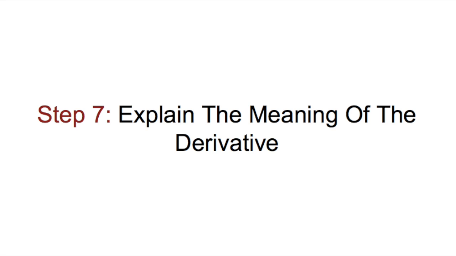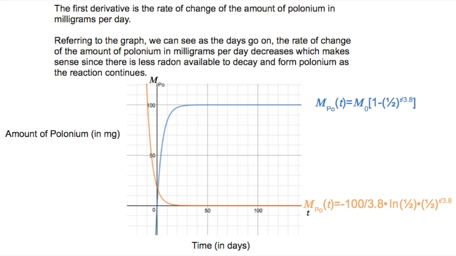Step 7. Explain the meaning of the derivative. As we note, the first derivative equation models the instantaneous rate of change, slope, at every point on the function. Therefore, in this situation, the first derivative is the rate of change of the amount of polonium in milligrams per day. Referring to the graph, we can see as the days go on, the rate of change of the amount of polonium in milligrams per day decreases, which makes sense since there is less radon available to decay and form polonium as the reaction continues.